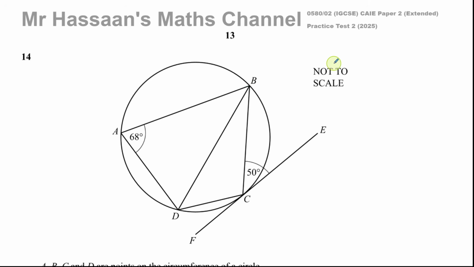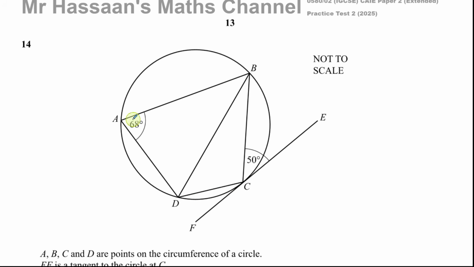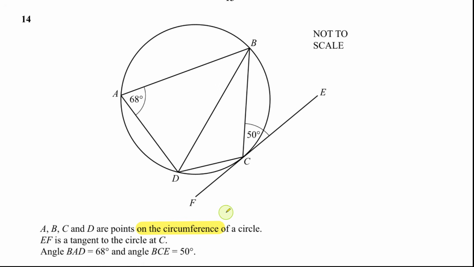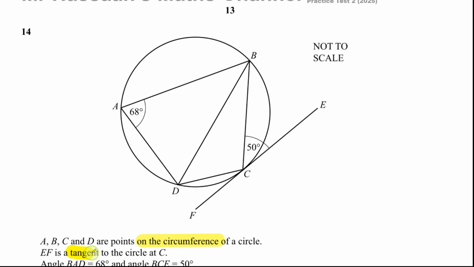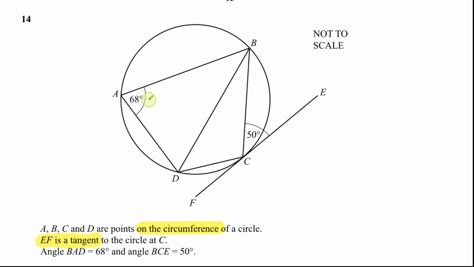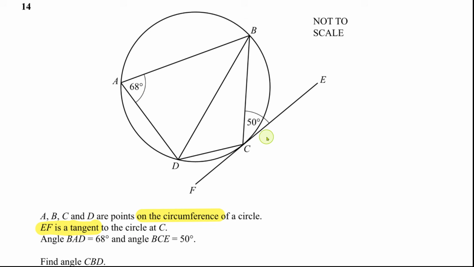Now it says we're given this circle with some lines and shapes in it. A, B, C, and D are all points on the circumference of the circle. That's very important, and that will be something that we're going to use. EF is a tangent to the circle. So this is important as well. It's a tangent to the circle at the point C. Angle BAD is 68 degrees and angle BCE is 50 degrees. Those are marked. Find angle CBD.